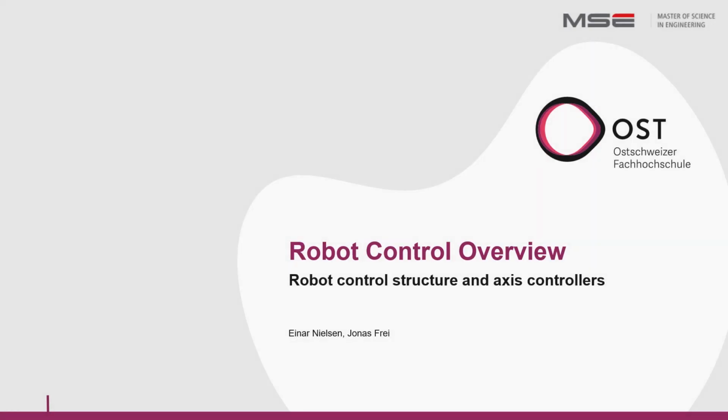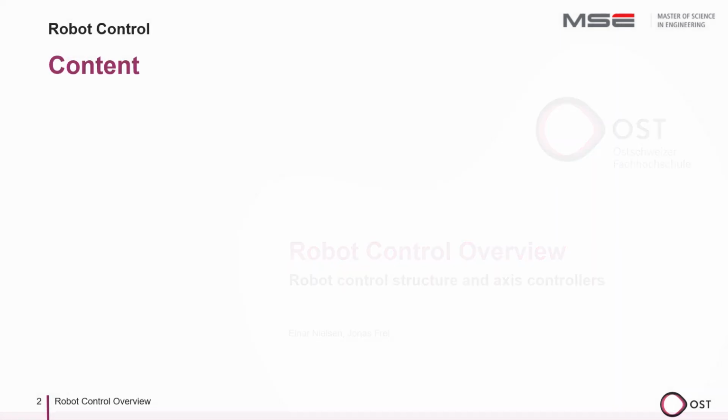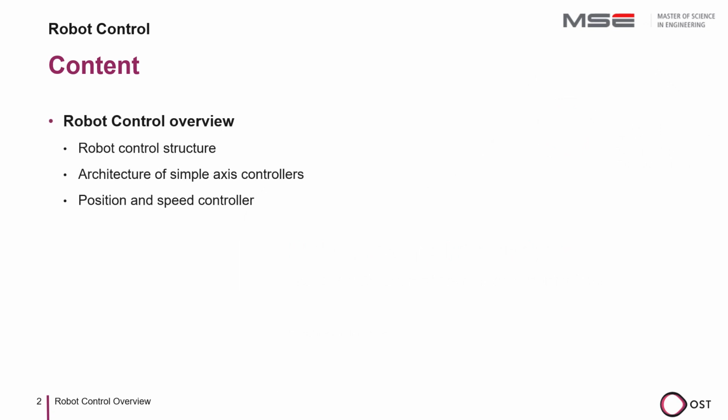In a sequence of videos, we will introduce robot control. The first video is about the basic structure of the robot controller. In the current video, I give you an overview of robot control and introduce you to the structure of robot control, the architecture of simple axis controllers, and position and velocity controllers.